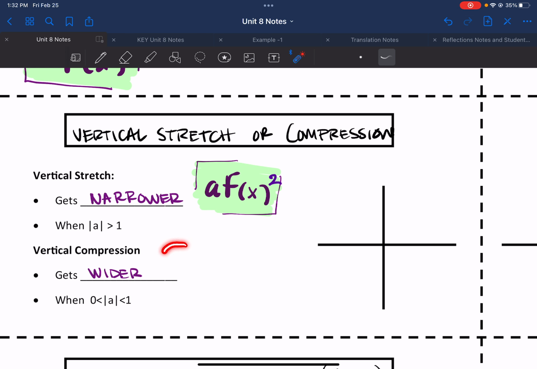It'd become wider. So then your graph would look something like that. So how does that help us? We have to know the difference between having a vertical stretch or a vertical compression. Now, when do we have one of those?